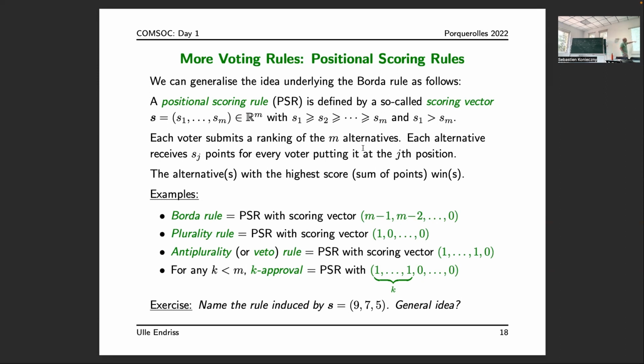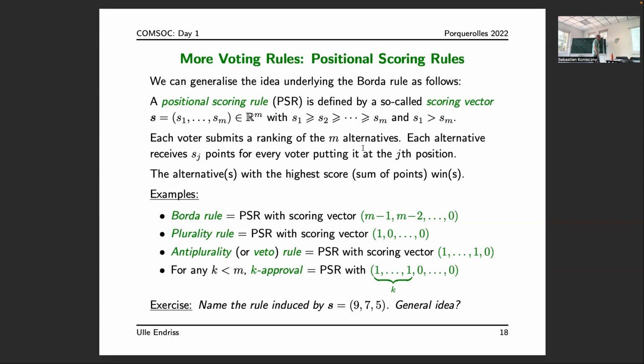The Borda rule is an example. Plurality is an example. Plurality is the positional scoring rule with the vector 1, lots of zeros. It's a bit complicated, but I can think of plurality in these terms. Another rule is called anti-plurality, or sometimes the veto rule. It's lots of ones and then a 0. That basically means you get a point as long as you're not in the last position. So you are electing something that is not really, really unpopular with many people, something like that.